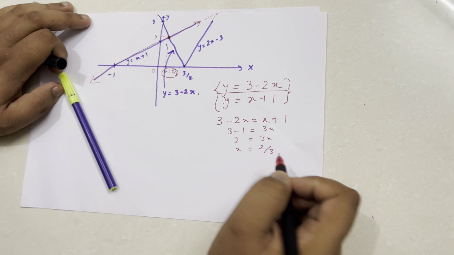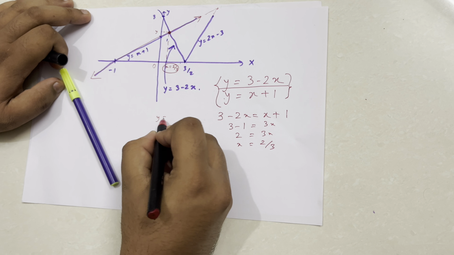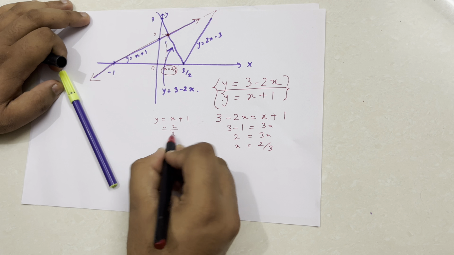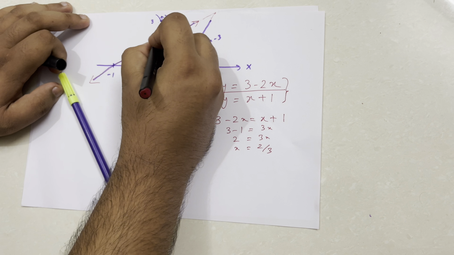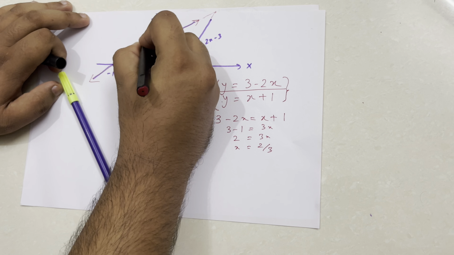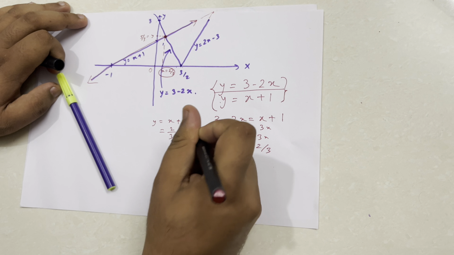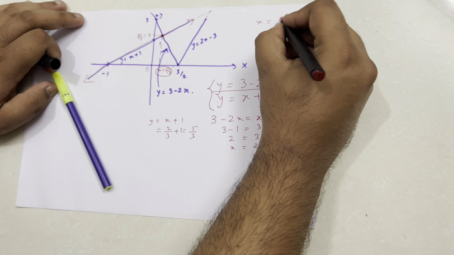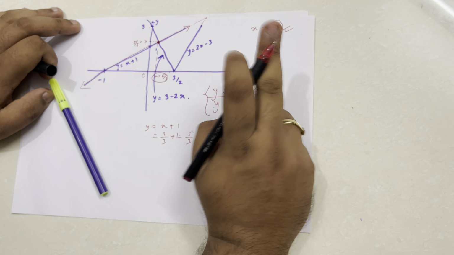And for the value of y, simply put the value of x in one equation. For example, y is equal to x plus 1. Put the value of x as 2 by 3, plus 1. So simply you get 5 by 3. So y is 5 by 3. So one point of intersection is 2 by 3 comma 5 by 3. The value of x is 2 by 3. So this is one solution. Let us see some other solution.